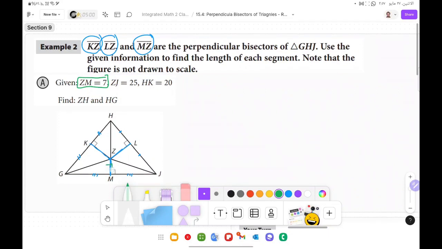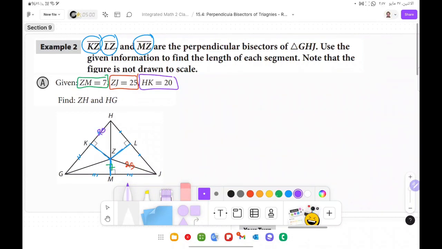So ZM is equal here. So this one should equal 7. Now ZJ is equal to 25. So ZJ is here. So this line here should equal 25. And HK is equal to 20. HK here is equal to 20.